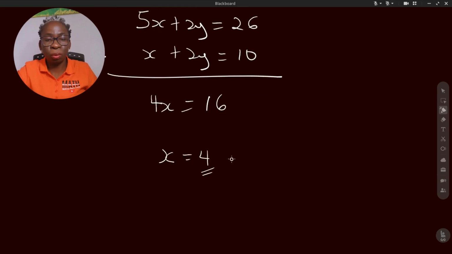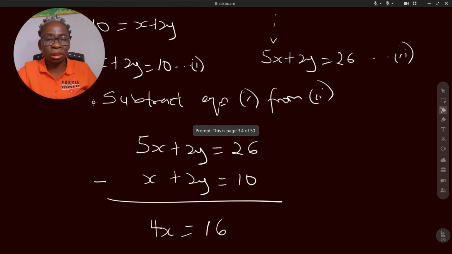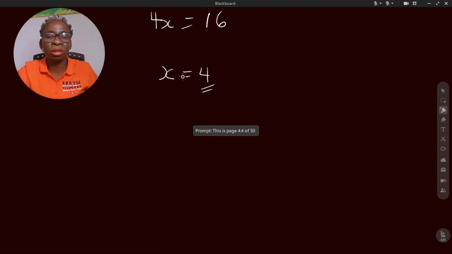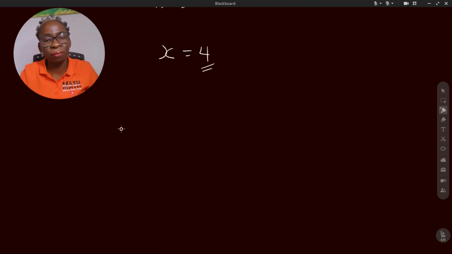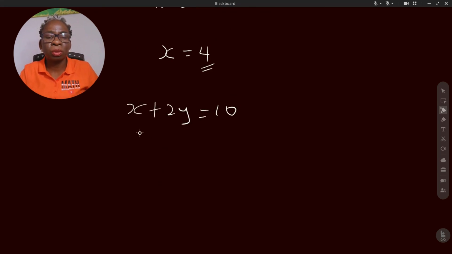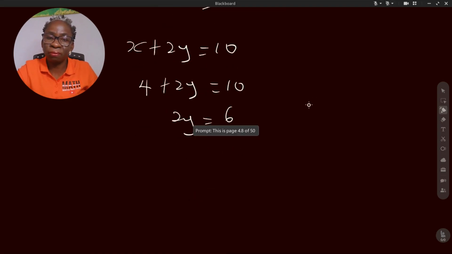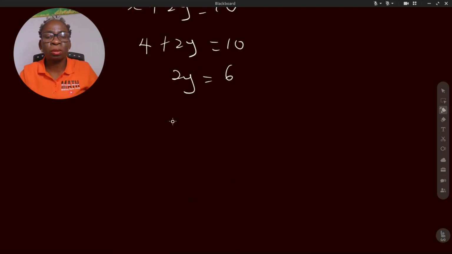Now we need to find y. Let's take a look at the equations again. We have x plus 2y. Let's use equation 1. x plus 2y equals 10. So we substitute 4 for x. We replace x with 4. So 4 plus 2y equals 10. This gives 2y to be equal to 10 minus 4. That will give 6. Now we divide both sides by 2. So here now y will be equal to 3.